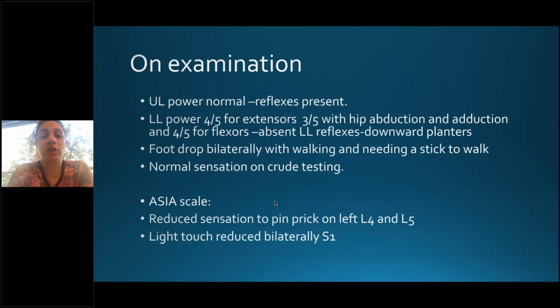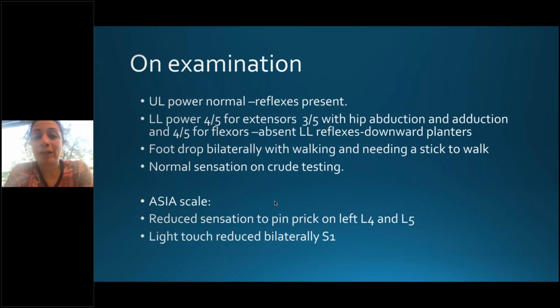When we examined her, her upper limb power was normal. Her reflexes were present. Her lower limb power was a bit patchy, so her extensors and flexors were less, 4 out of 5. But then hip abduction and adduction was around 3 out of 5. We couldn't elicit any lower limb reflexes, and she had downward going plantars.